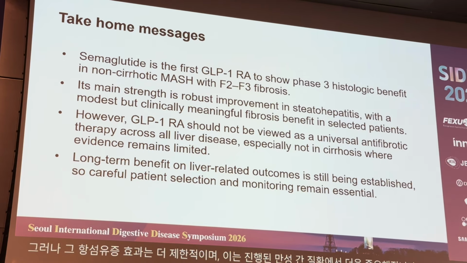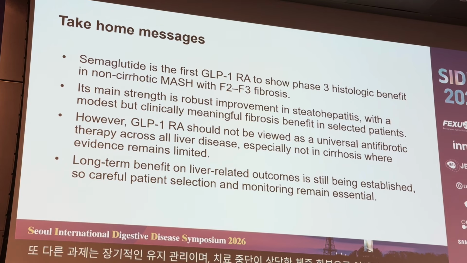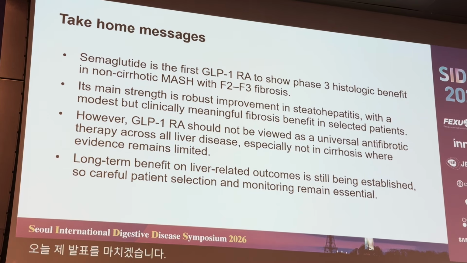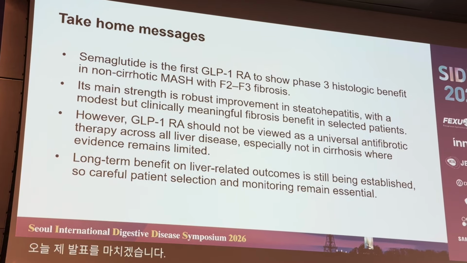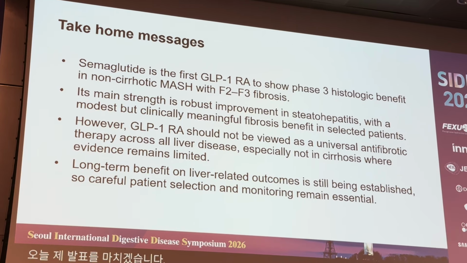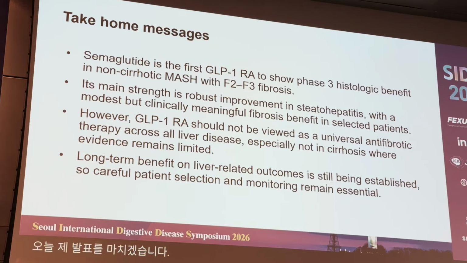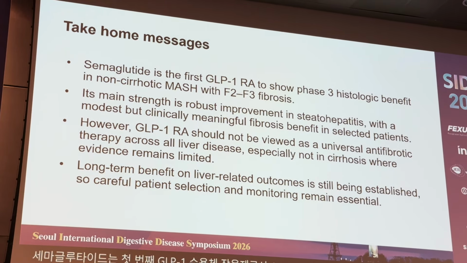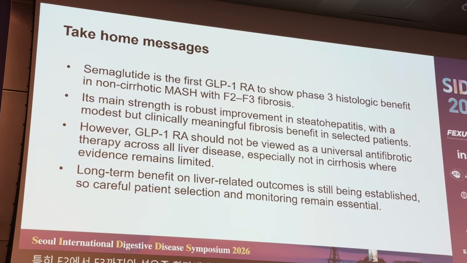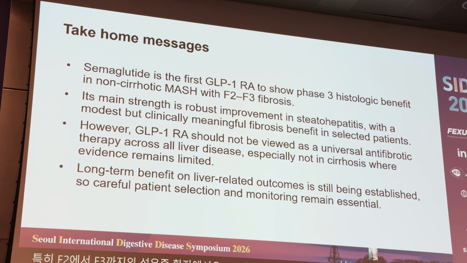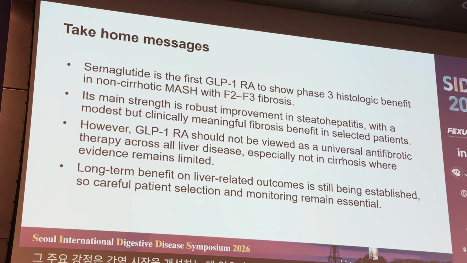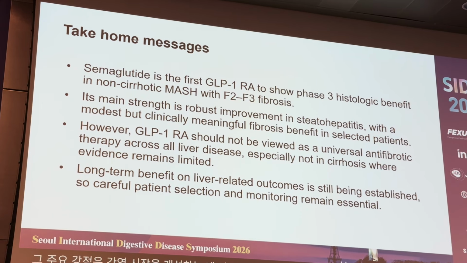I will conclude my talk today. So semaglutide is the first GLP-1 receptor agonist to show phase 3 histologic benefit in MASH, especially in patients with F2 to F3 fibrosis. Its major strength lies in improving steatohepatitis, while its benefit on fibrosis, although meaningful, is more modest. It should therefore not be viewed as a universal antifibrotic therapy, particularly in cirrhosis, where evidence remains limited.